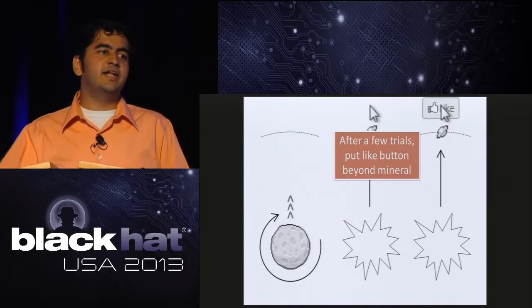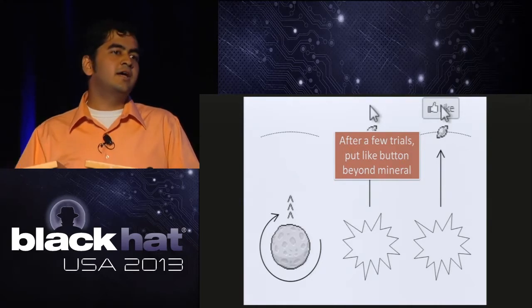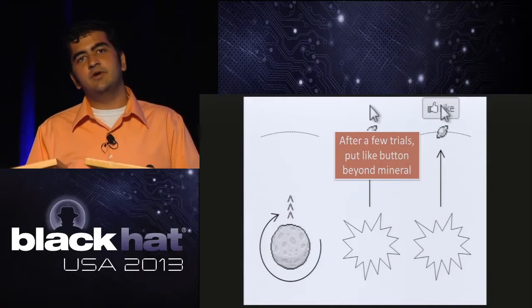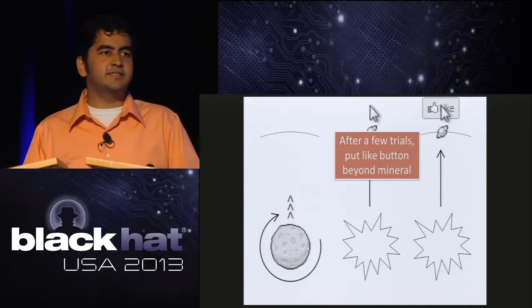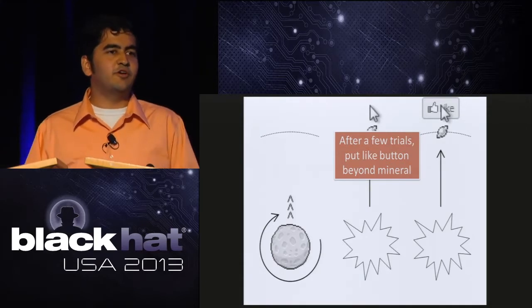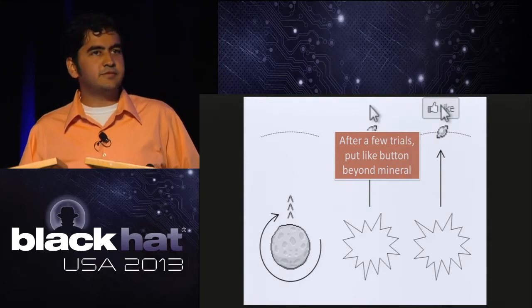The user does not realize that he's clicking on the like button. He thinks he's clicking on the mineral, and so we end up tricking the user into clicking the like button. Again, note that the like button is fully visible for 500 milliseconds, actually more than 500 milliseconds, and so this bypasses the idea that the like button should be fully visible for some amount of time. We are still able to trick the user into clicking on the like button.